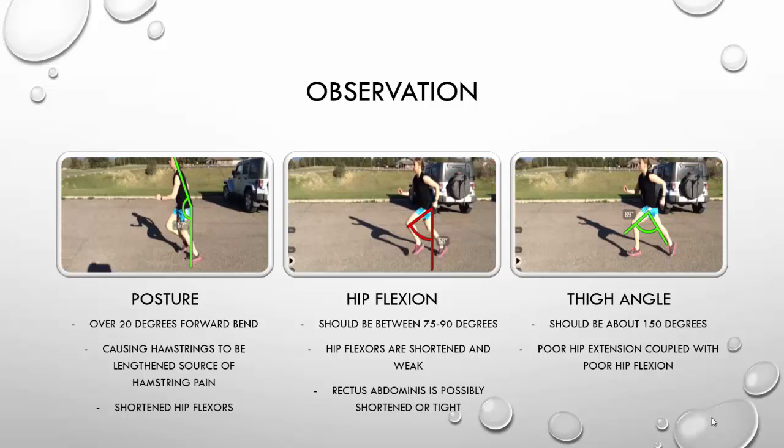Foot strike is not below the center of gravity, causing heel strike and braking effects. Many of the movement deficiencies are caused by an apparent weakness of already shortened hip flexors. The angle between thighs in the flight phase should be around 150 degrees, and the athlete is only achieving around 90 degrees.